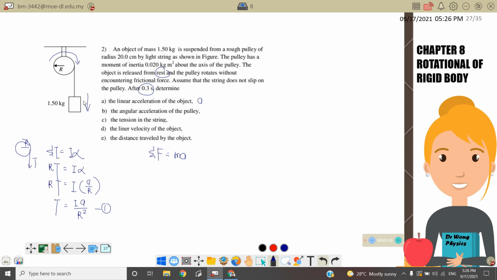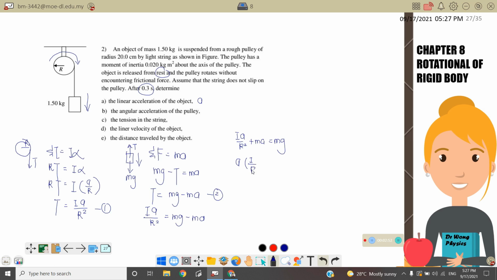The second equation is from this 1.5 kg object, where this object will experience two forces. The first one is tension, the second one is the weight, and the motion is going downward. So when the motion is going downward, meaning that mg minus tension equals ma. So our tension will equal mg minus ma. This is the second equation. So we substitute equation 1 into equation 2. I a over r squared plus ma equals mg. So we factorize out a, we will get a times I over r squared plus m equals mg.